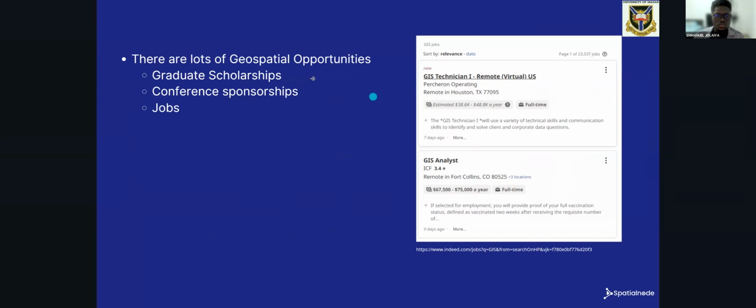So even if you're looking for scholarships to study abroad, there are different graduate scholarships: Erasmus, Chiplin, a lot of them. They sponsor people to study geospatial technologies in different universities across the world, as well as conferences. A lot of conference opportunities, so participate in geospatial conferences.